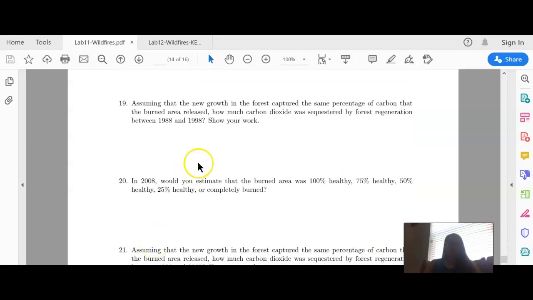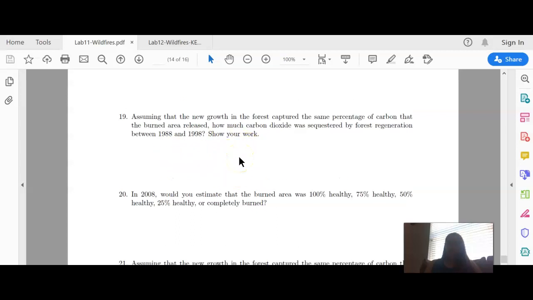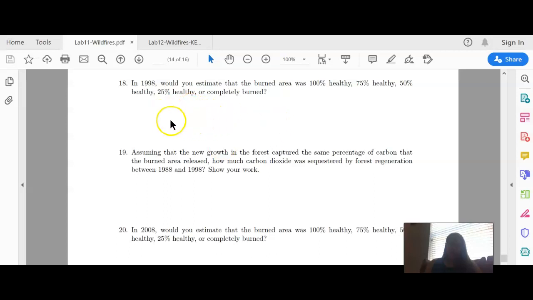All right, so question 19. Assuming that the new growth in the forest captured the same percentage of carbon that the burned area released, how much carbon dioxide was sequestered by forest regeneration between 1988 and 1998? What you do here is multiply whatever percentage was healthy in question 18, so I told you it was 25%, times the answer you got for question 17, and there you have it.